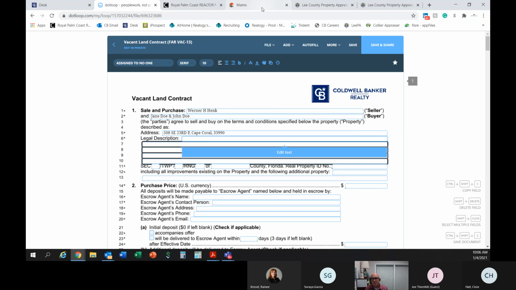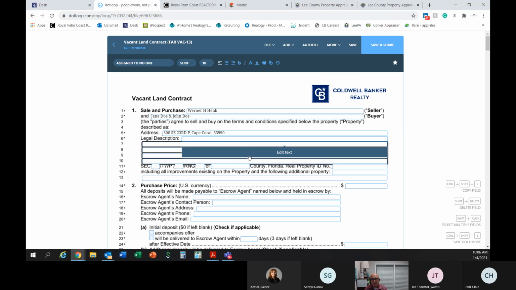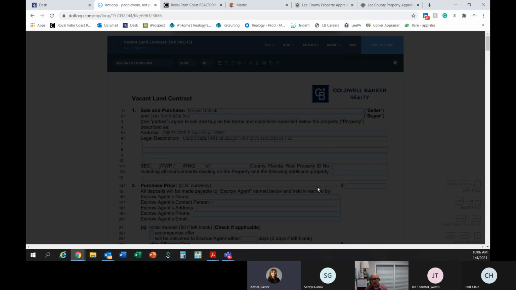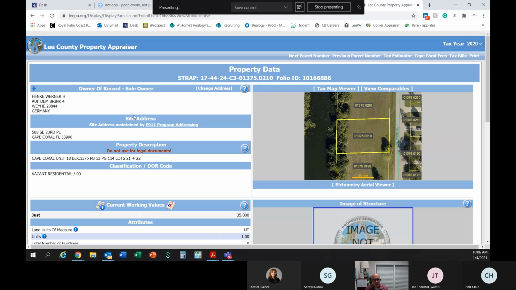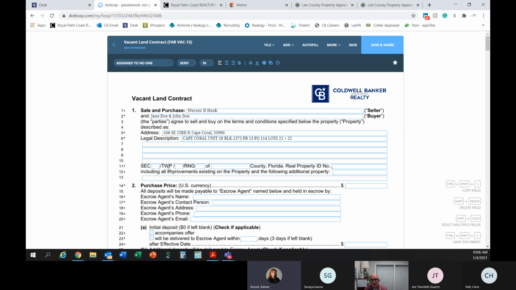Okay. Legal description. Found right here in the MLS. Again, we're going to copy and paste. And then within public record, it's found right there. Section, township, and range. Okay.